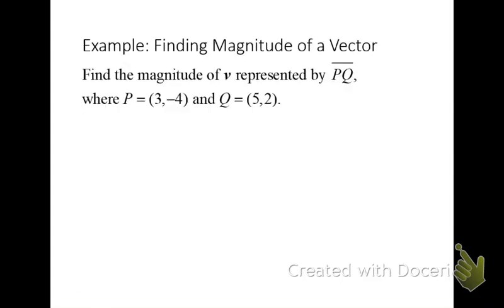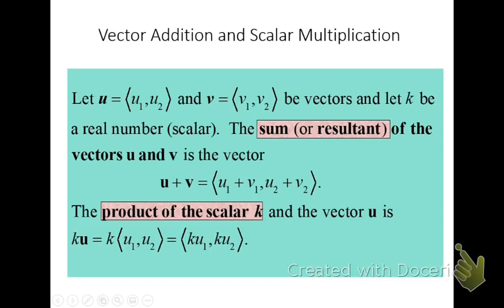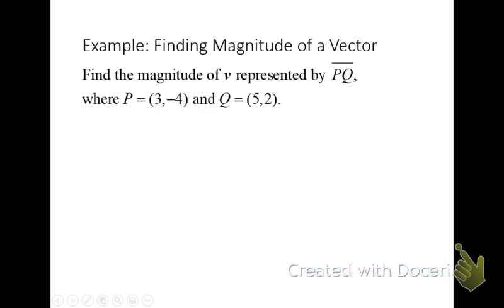So let's go and find the magnitude of our vector PQ. And PowerPoint, for whatever reason, is not including the arrows on our vectors. Okay, so for our vector PQ, first it says it wants to find the magnitude of the vector represented. So we can do it in two different ways. So let's practice it using both formulas just because it'll give us the practice.